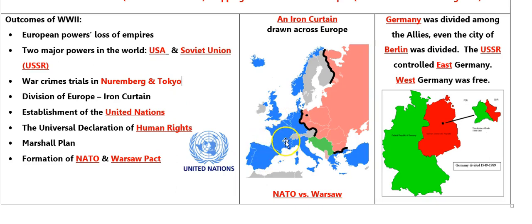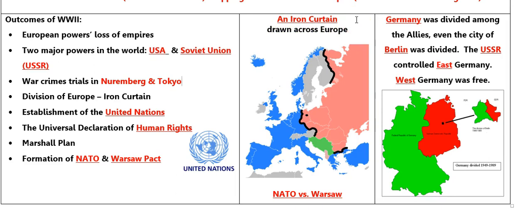Like I said, blue is NATO and red is Warsaw. So NATO, of course, being led by America and Britain and France, and then Warsaw being led by the Soviet Union. So make sure you have that filled in. An Iron Curtain has been drawn across Europe.